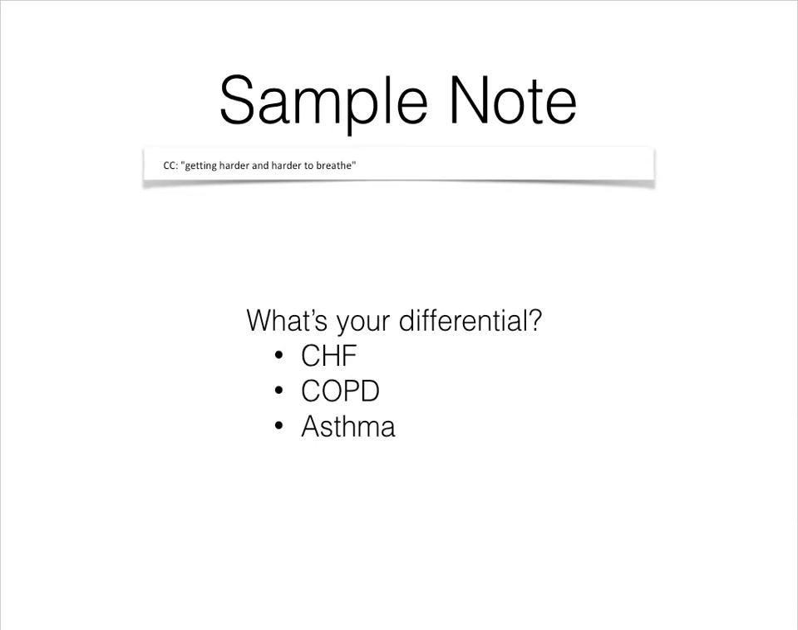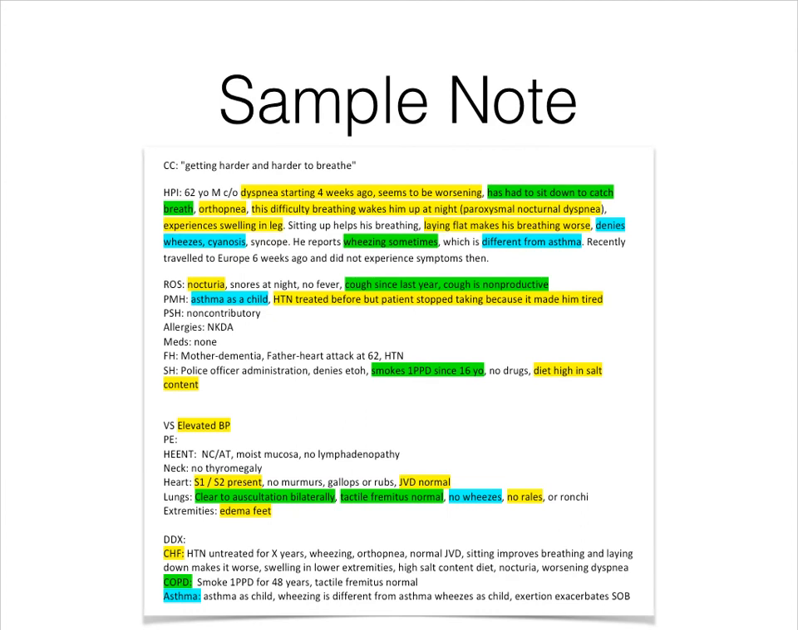The chief complaint is getting harder and harder to breathe. So if your differential is congestive heart failure, COPD, and asthma, you have to make sure that your HPI and your review of systems and your physical exam include components so that you can justify it. Here's a sample note from that, and what I've done is I've highlighted in yellow all the things that have to do with congestive heart failure. So you see that there's yellow in the HPI, in the review of systems, there's yellow in the social history, in the vital signs, in the physical exam.